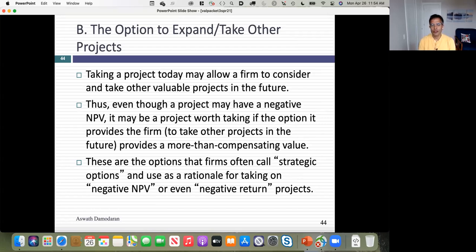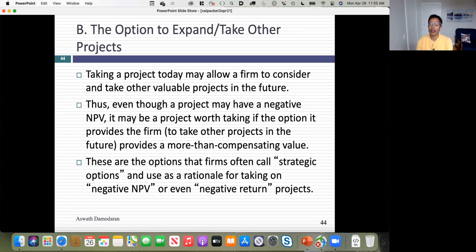Talk about the option to expand. Usually you're talking about two projects that are bound together for whatever reason. And to make this process as clear as possible, I'm going to assume that the first project is a negative net present value project. So you know going in, you're going to lose money. So there's no hopeless thinking about this could turn around. You know you're going to lose money. Saying, so why would I do it? Because it gives you the rights to a second project. And that second project could be worth a lot of money.